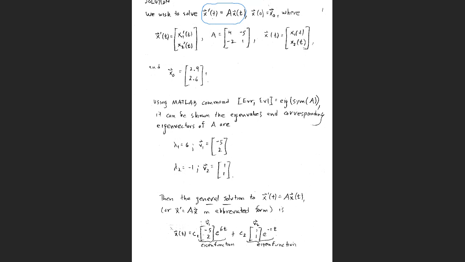Of course, that's with the understanding that x prime of t is the vector of derivatives of x1 and x2. The matrix A are the coefficients of x1 and x2. Here's x of t, and here's your initial condition.